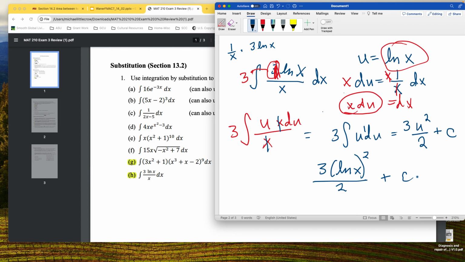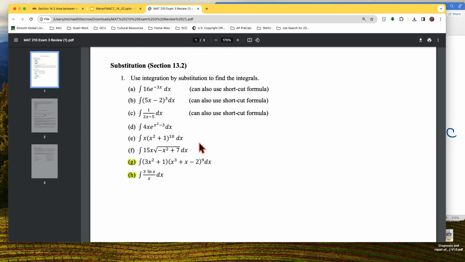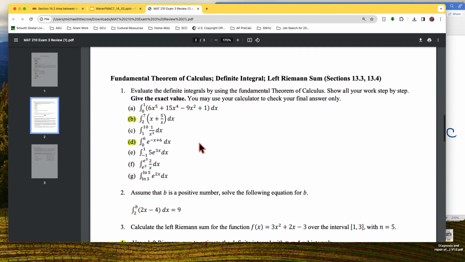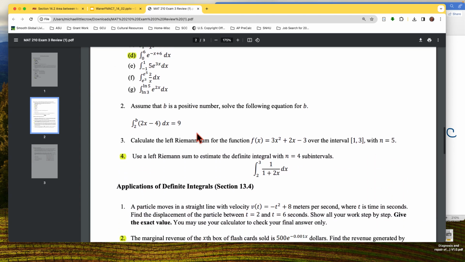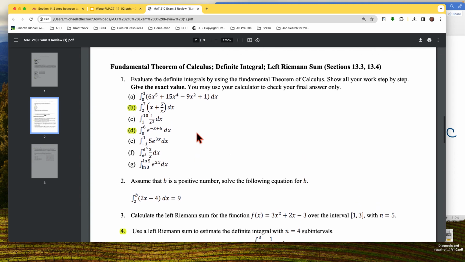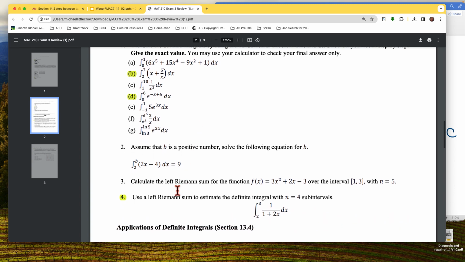Just make sure it all makes sense. Okay, so let's take a look. These ones are similar. Maybe we should see what we have. Riemann sums. Here's one: use a Riemann sum to estimate the definite integral with n equals 4 subintervals. Shall we take a look at a Riemann sum?